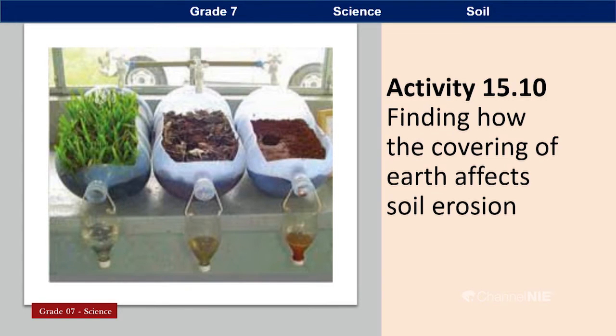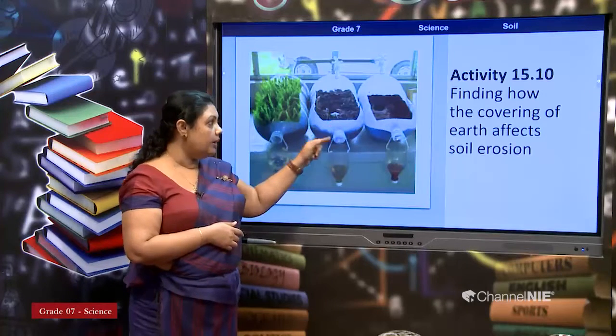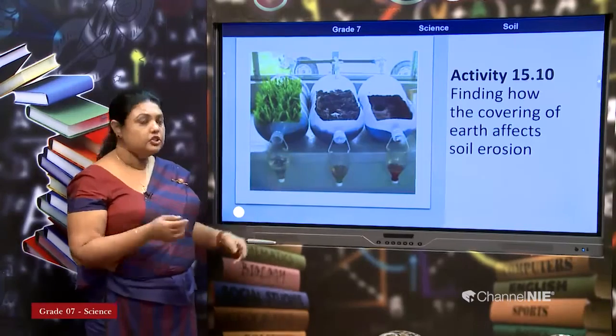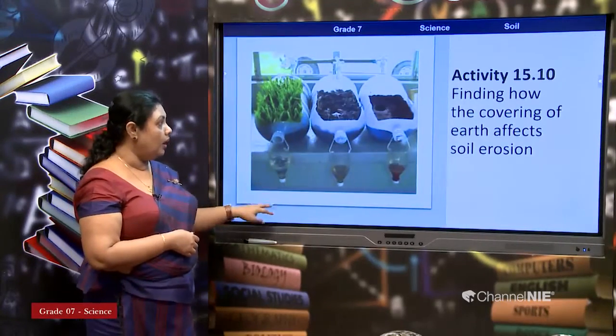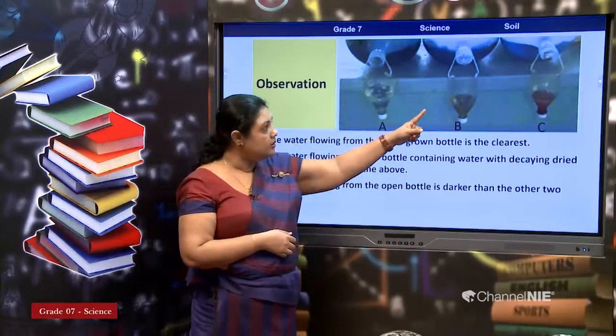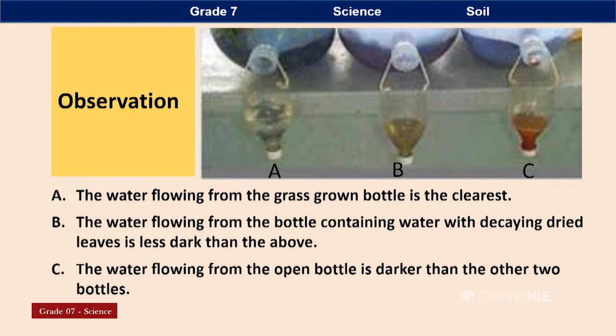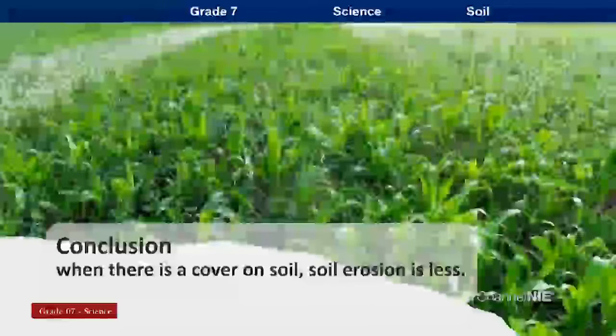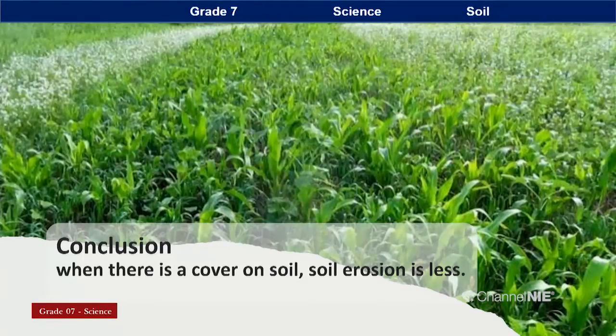One is covered with grass or plants, the others are not. When water is there and plants are there, you can get clear water. If plants are not there, you can see parts of the soil will come down. That shows how erosion happens. Look at the colors here. With the plants the water is very clear, the others are brown in color. So, the observation is that if plants are there, soil does not get eroded.